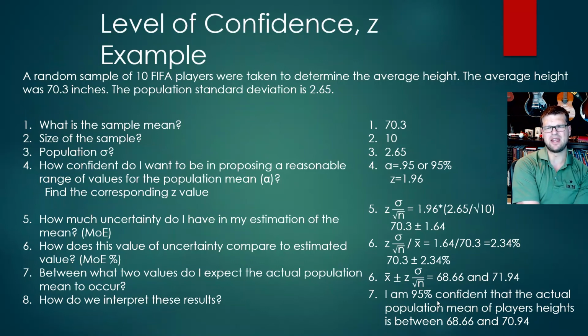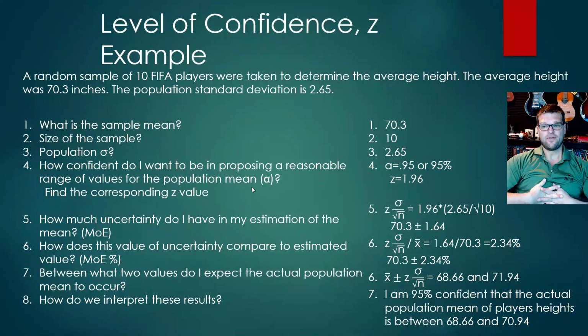So what does that actually mean, the 95% confidence interval? What that means is if I were to take 100 samples of 10 FIFA players, 95 times out of that 100, it's going to contain the population mean. But 5 times out of that 100, it's not going to contain it. Or if I were to use a 99% confidence interval, if I were to take 100 samples, 99 of them would contain the population mean.